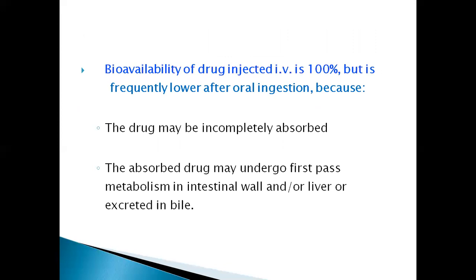Bioavailability of a drug injected IV is 100%, but it is frequently lower after oral ingestion. It is lower because the drug may be incompletely absorbed, or the absorbed drug may undergo first pass metabolism in the intestinal wall or liver, or be excreted in the bile. The bioavailability of a drug injected intravenously is 100%.